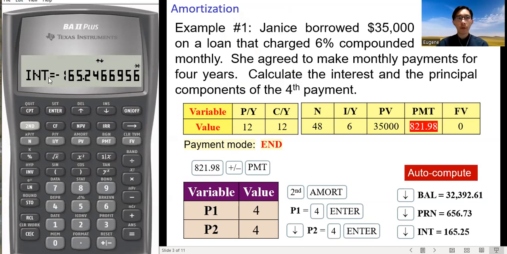We can ignore the sign for INT and PRN. The monthly payment amount is $821.98. Out of this, $656.73 is used to reduce the loan amount. And the $165.25 is used to pay the interest portion incurred in this period.